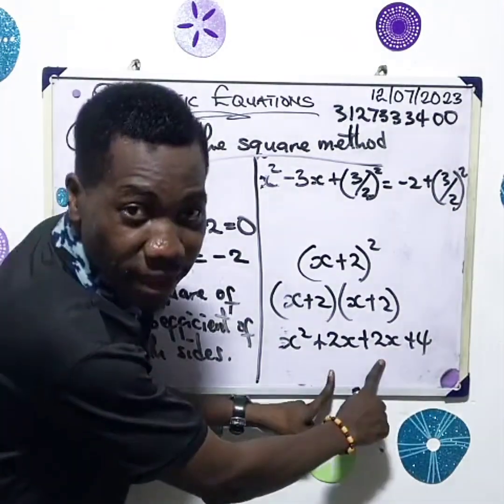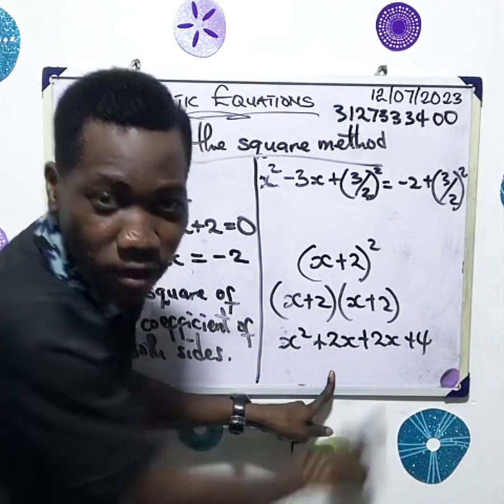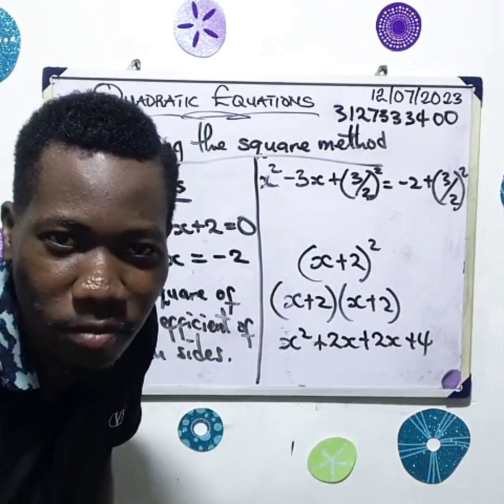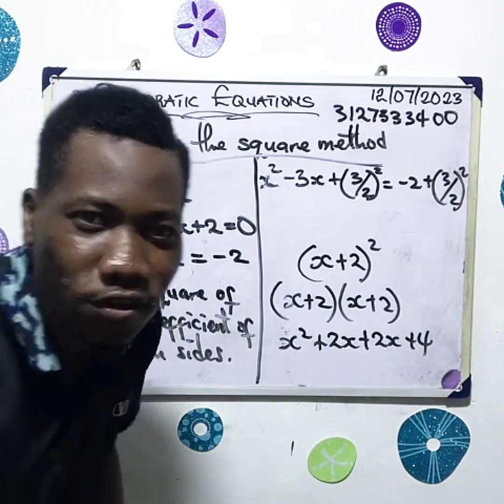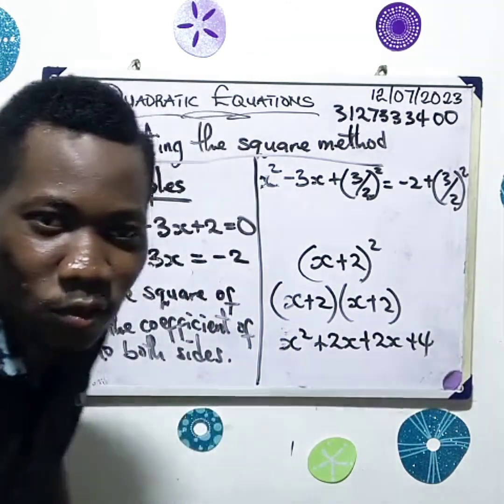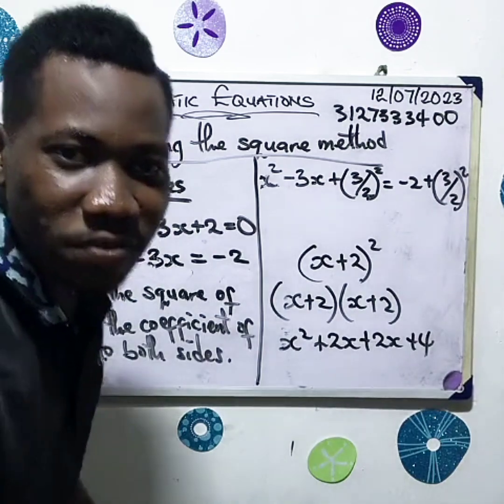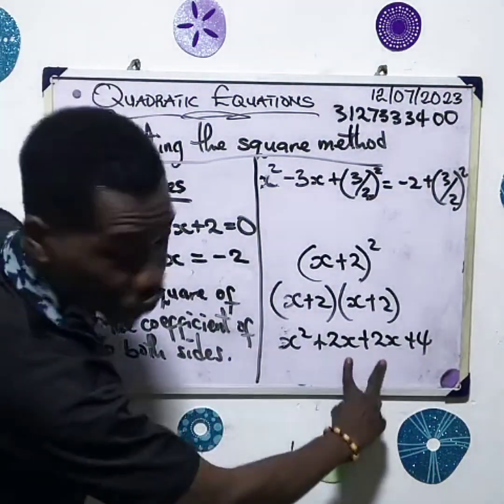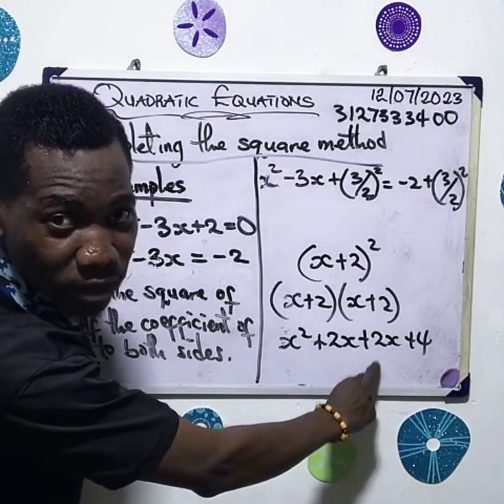Now, these two terms here, 2x and 2x, are like terms. We haven't gotten there yet. Just do it manually. What do you mean, John Standard? Which one are you talking about? Alright, so these two are like terms, right? So we can add them up.